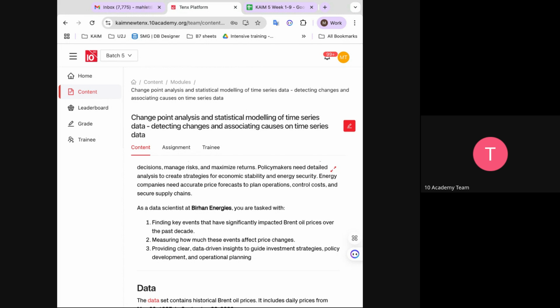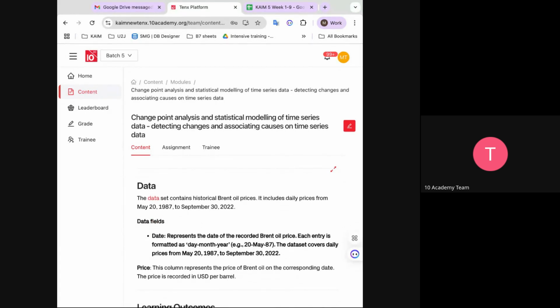Let's say we have COVID, the big event, or the war in Syria, or you can formulate others based on the information that you find on the web. Maybe OPEC changed certain rules and regulations. You can have that as well, and you will measure how much this event affects the oil price, in terms of the mean, median or average. You can also provide a clear data-driven insight to guide investment strategies and policy development for operational planning.